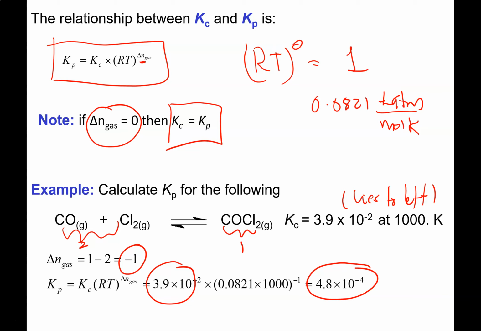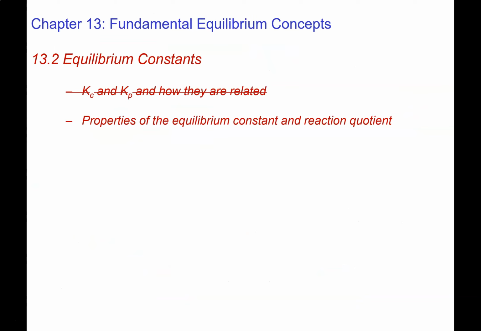Okay, so that's how Kc and Kp are related. That brings this first part of section 13.2 to a halt. There's a second video where we look at some more properties of the equilibrium constant and then relate that to an idea known as the reaction quotient.